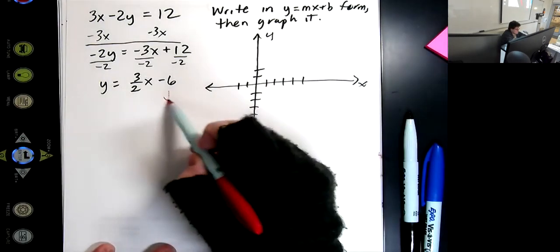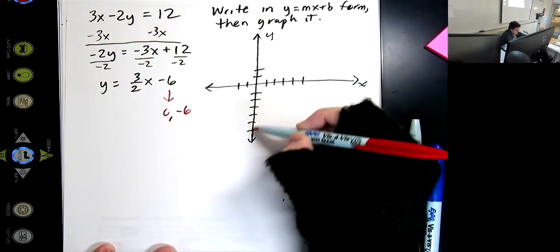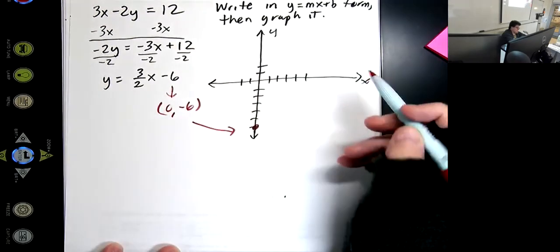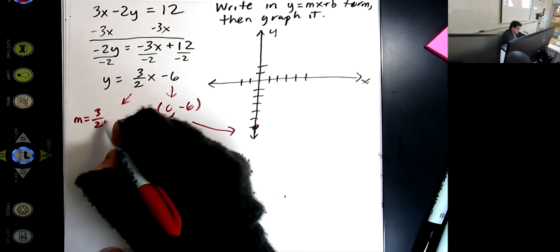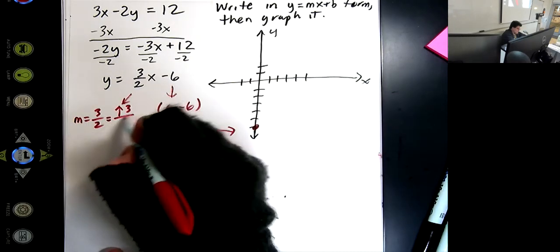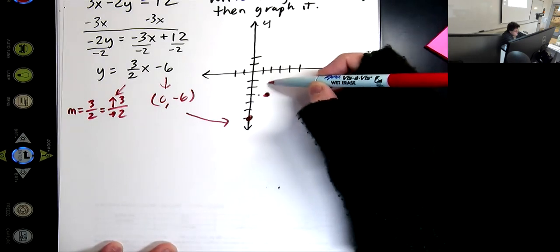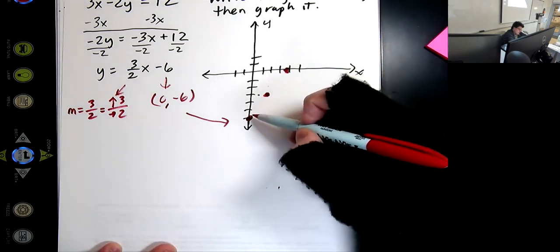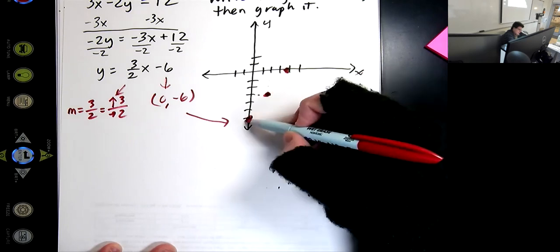So this tells me to start at (0, -6). And this is my slope, which is up 3, right 2. So I will go up 3, right 2, up 3, right 2. If I do it better, they'd be spaced well. And I will connect the dots.